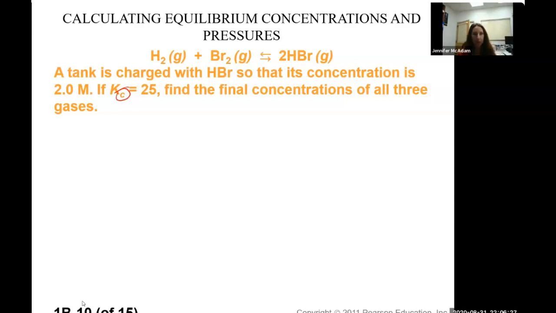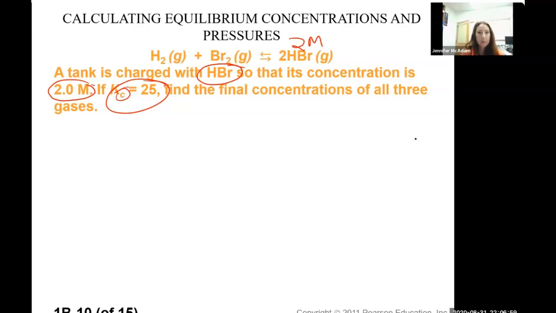Okay, so let's look at what we got. How do you start this problem? First thing you have to look at: you've got a KC, all right, check on that. Good. And then all they're telling us is that we have 2 molar of HBr. So all we know is we have 2 molar of this. That's it. If we want to figure out our equilibrium concentrations, we have to do an ICE table, because they've given us an I, an initial, but they want the E's, right?